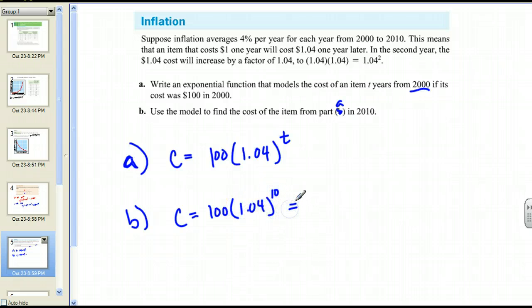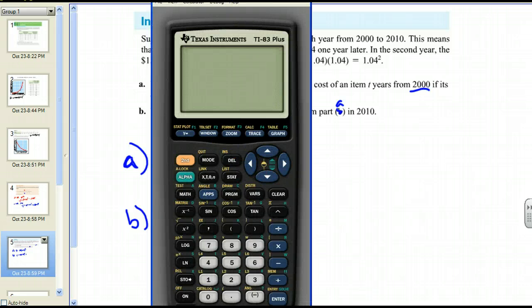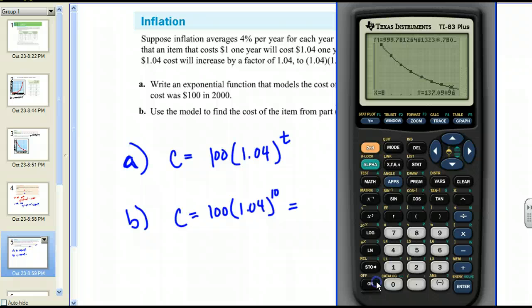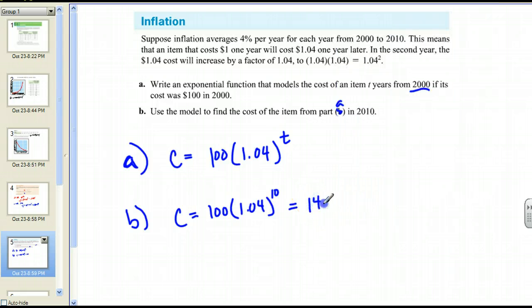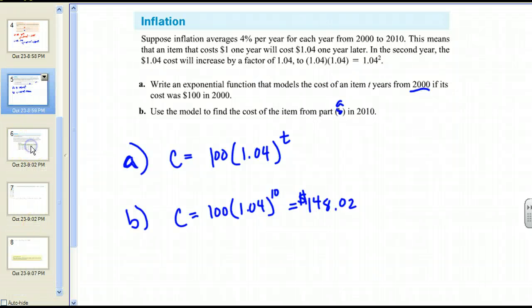Alright, go to your calculator and put in exactly what you see there. So back to the main screen, clear, $100 parentheses 1.04 raised to the 10th power. Alright, that gives us 148.02 roughly. So $148 and a couple pennies is our cost in 2010. Alright, nothing to this stuff, not too bad at all.